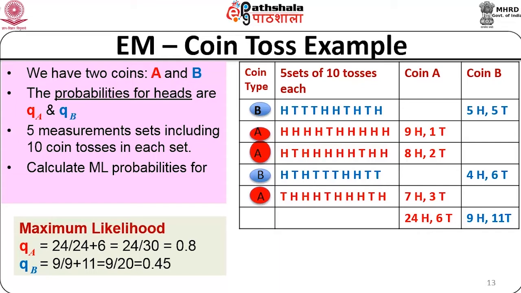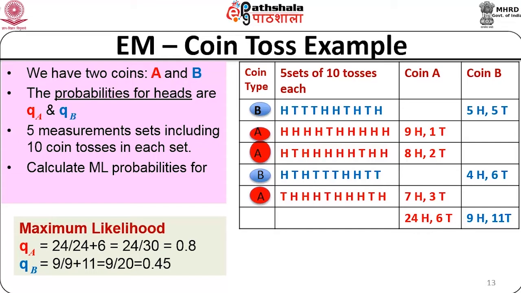So, QB, for the blue one, is equal to the 9 heads divided by the total number, 9 plus 11, 20. So, 9 by 20 is 0.45. So, QB, the probability of heads coming out when you toss a blue coin, is 0.45.